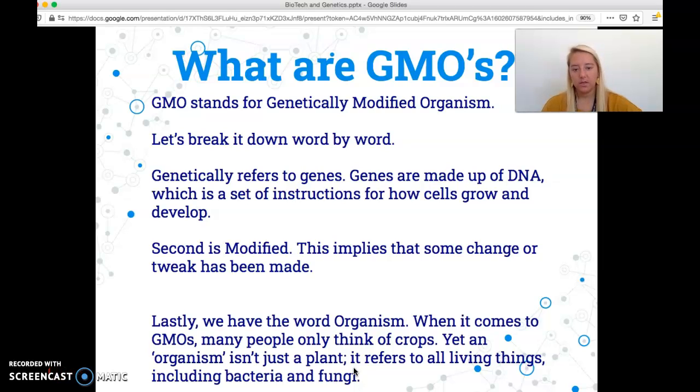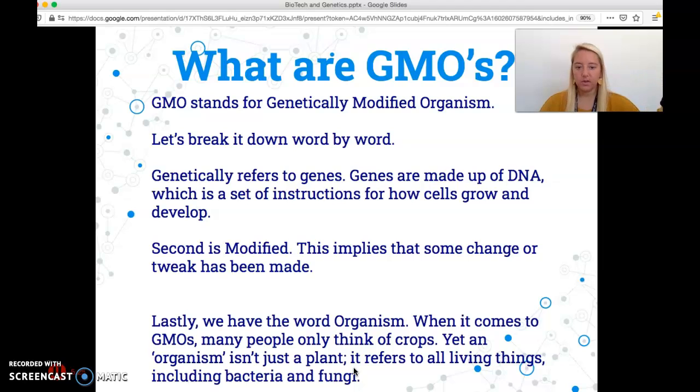The second word in GMO is modification. This implies that some change or tweak has been made, right? If you modify your hairstyle, you change your hairstyle. If you modify a car or something, you've changed it. You modify an assessment, you change it just a little bit.